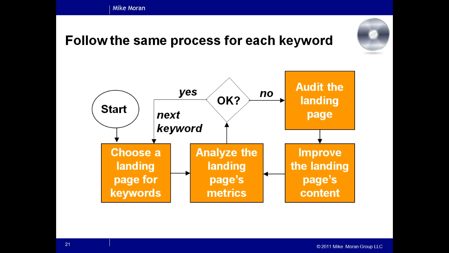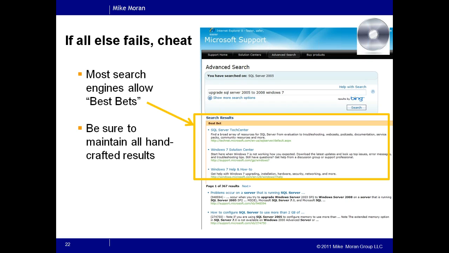And then you follow the same process for every keyword. You want to choose that landing page, whatever the right answer is for each one. Then you want to analyze those metrics we talked about, the no results ones, the no click ones. And then you change the landing page, and you keep changing it until that page starts to come up and until you start to see people converting. Now, if you can't figure out how to get that page to come up in the search engine, then what you want to do is hard code it.